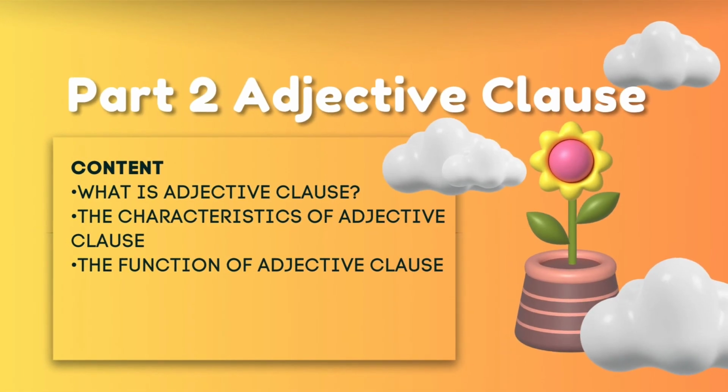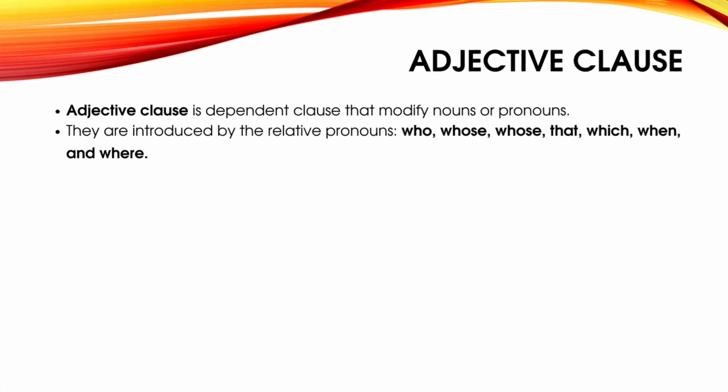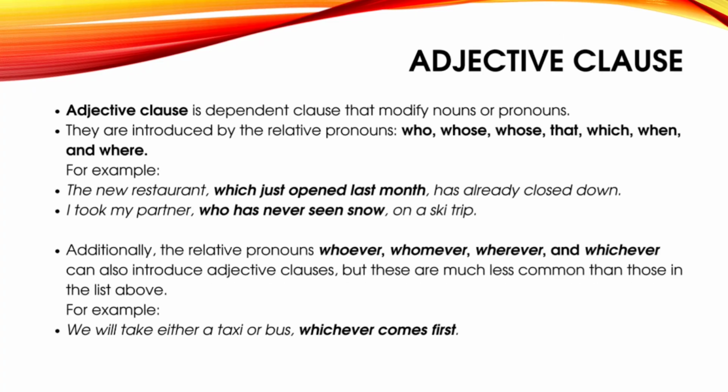Part 2. Adjective clause. In this part, I would like to explain first, what is an adjective clause; second, the characteristics of adjective clauses; and third, the function of adjective clauses. An adjective clause is a dependent clause that modifies nouns or pronouns. They are introduced by the relative pronouns who, whose, whom, that, which, when, and where.